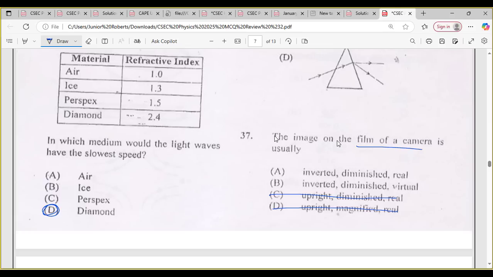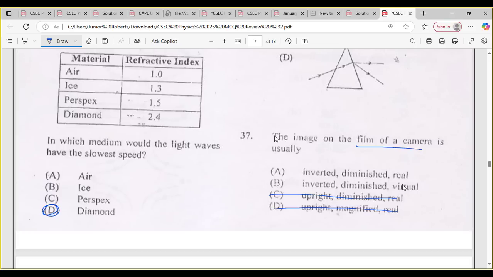All right, so let's just kind of see what this is really asking. So they're saying that, okay, we take a film or a camera film, right? And the image formed on that film, we want to know its properties. Now, we know it's going to be inverted. We know it's going to be diminished, right? But is it going to be real or is it going to be virtual?